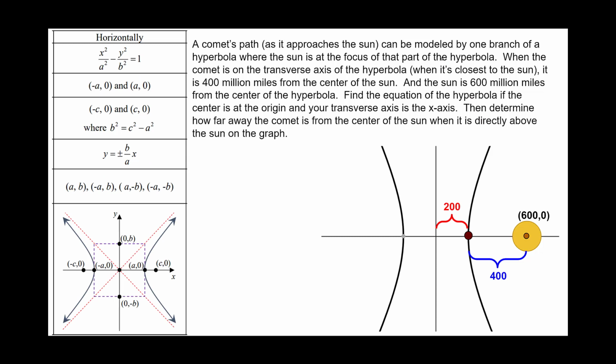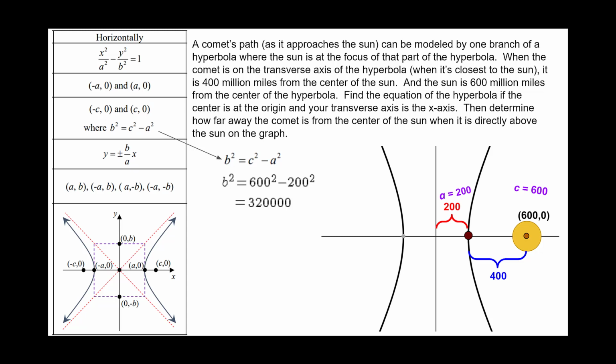Okay, so this is a horizontal hyperbola. What we know right away is A, because A is 200, and we know C. C is 600. And as soon as we know what A and C are, we can figure out what B is from this formula here. B squared is C squared minus A squared. So we end up finding out that B squared is 320,000 million miles.